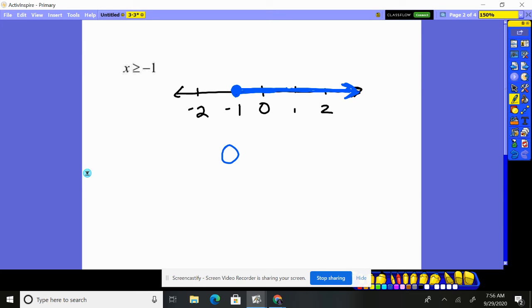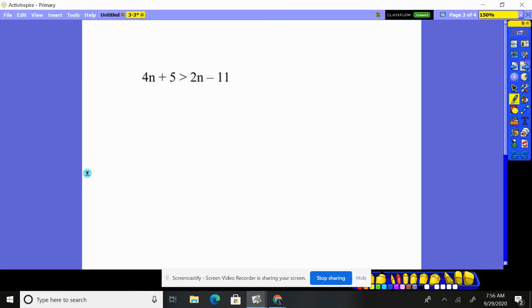All right, so that's some graphing. Now, let's take a look at solving some inequalities. This is just like solving for a variable, but instead of an equal sign, it has a greater than symbol. So there's going to be a lot of solutions here. I can see if I plug in the number 100, 4 times 100 plus 5 will be greater than 2 times 100 minus 11. But so would 99. A bunch of things would work.